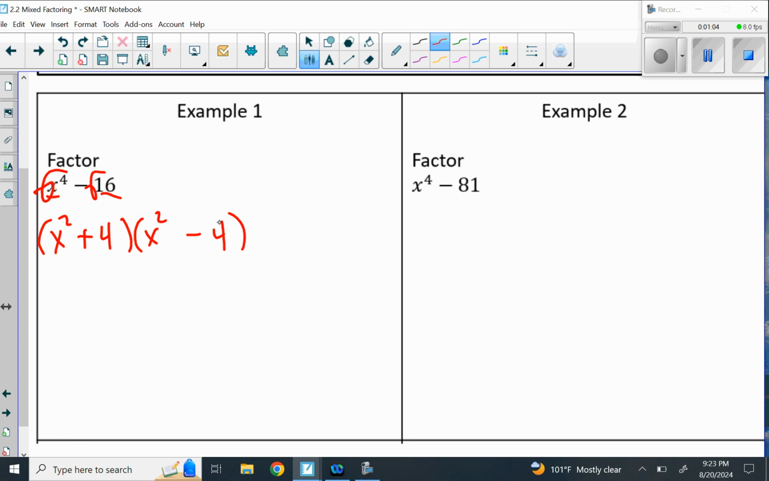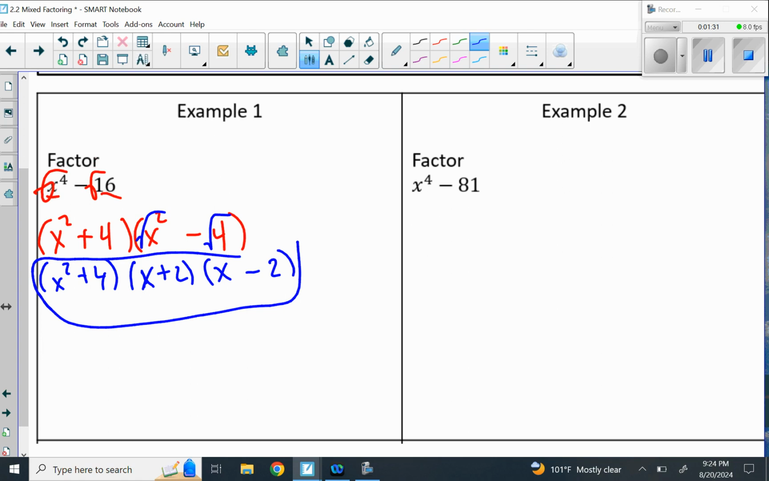But we ask ourselves, can we do more? We can't do anything more with x squared plus 4. That does not factor. But x squared minus 4, we can do the difference of squares again. So plus, minus, square root, x, 2, 2. And now we are done. By rule of thumb, if you still have exponents, ask yourself, can you do more? Once again, we can't factor x squared plus 4 more, but that x squared minus 4 we could.